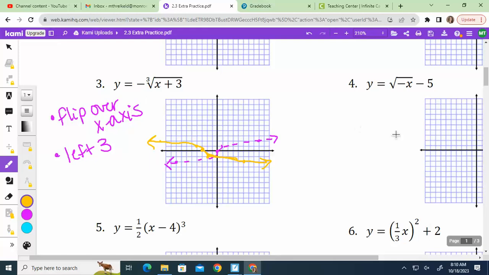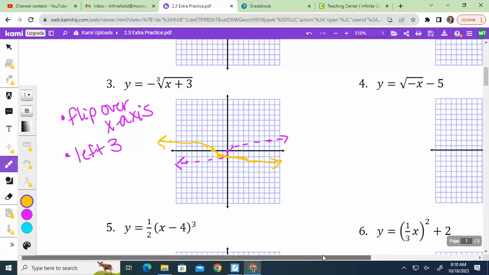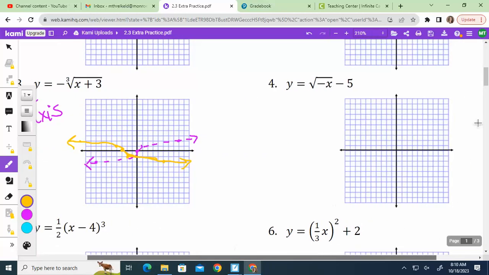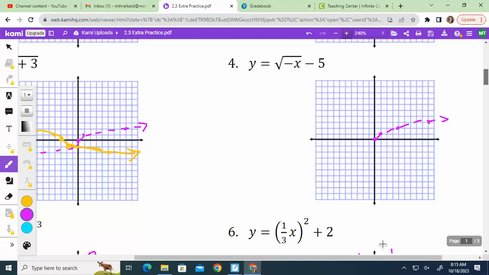Alright, why don't you guys take a minute and try a couple? So I'll just give you a few minutes. If you want to work with someone, you can. Do as many as you can get. Alright, let's see how we did. So, number 4, we had the parent function should look like this. What does the negative on the x do?